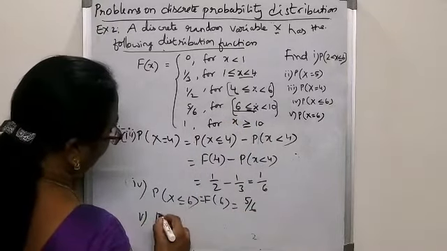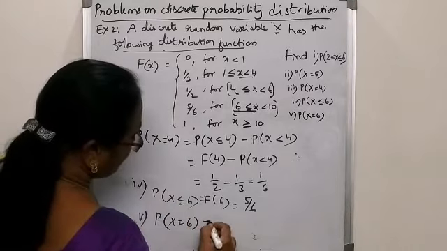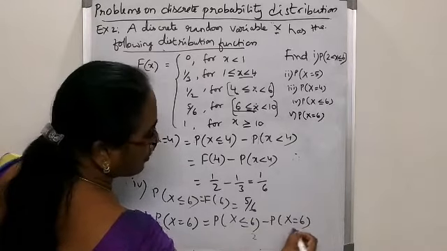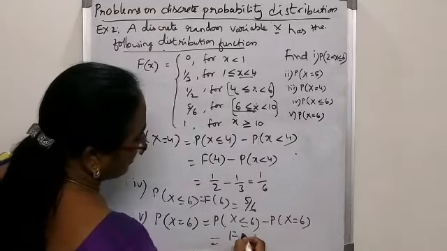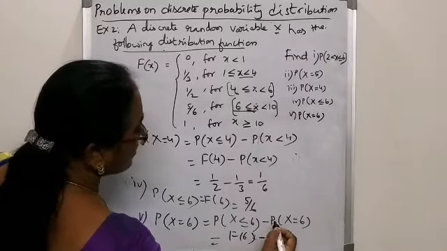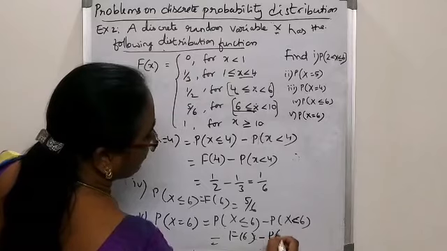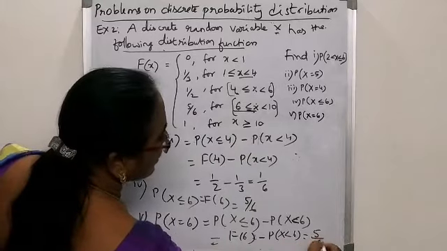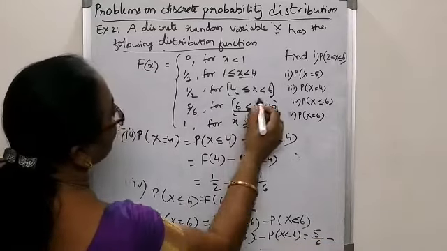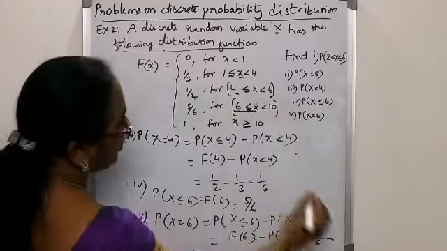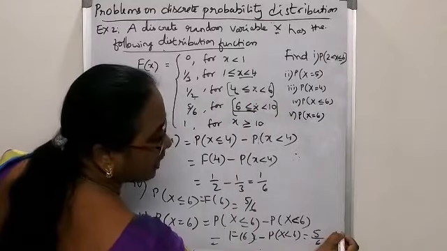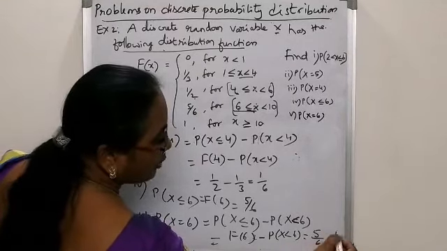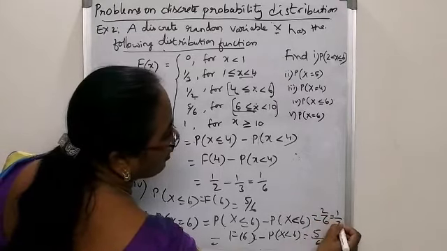The last value of the probability is P of x equal to 6, which can be written as P of x less than or equal to 6 minus P of x less than 6. P of x less than or equal to 6 is f of 6. F of 6 is given from the table as 5 by 6. P of x less than 6 we get from the interval 4, 6. The value is 1 by 2. So 5 by 6 minus 1 by 2. It is 5 by 6 minus 3 by 6, 5 minus 3, 2 by 6, or the value is 1 by 3.